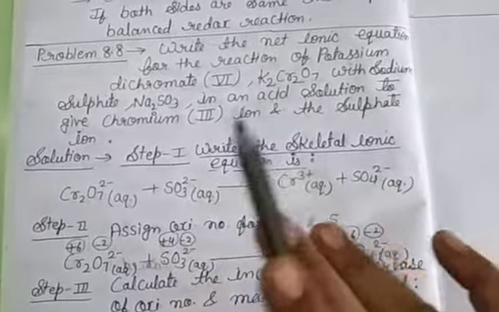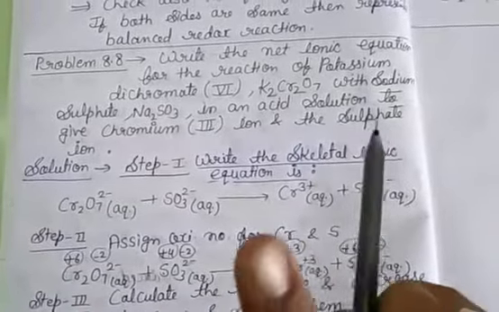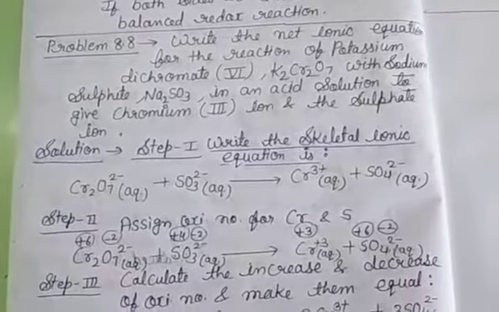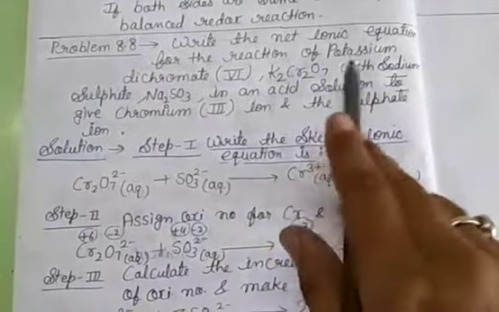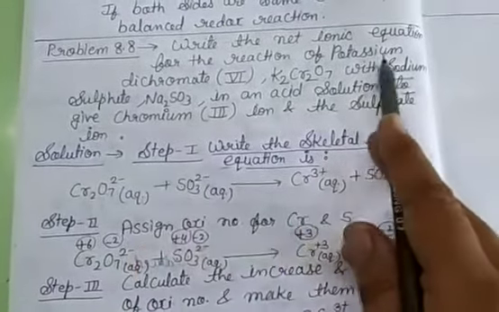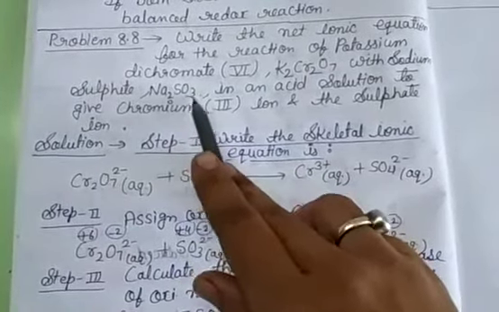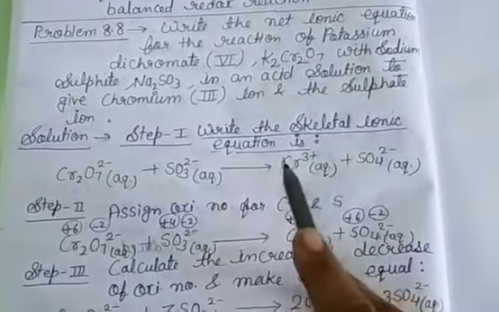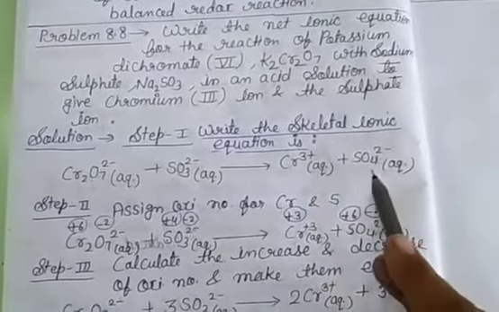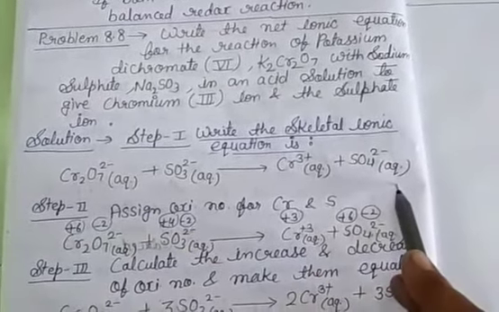You got it? I already explained. Step first, write the skeleton ionic equation. First we have to write the structural formula. So potassium dichromate, which ion? Cr2O7 2 minus. It reacts with sodium sulfite Na2SO3, which ion? SO3 2 minus. Then it gives chromium third, so Cr3 plus, and then sulfate ion, so SO4 2 minus. Aqueous way, so we have to write aqueous in brackets.